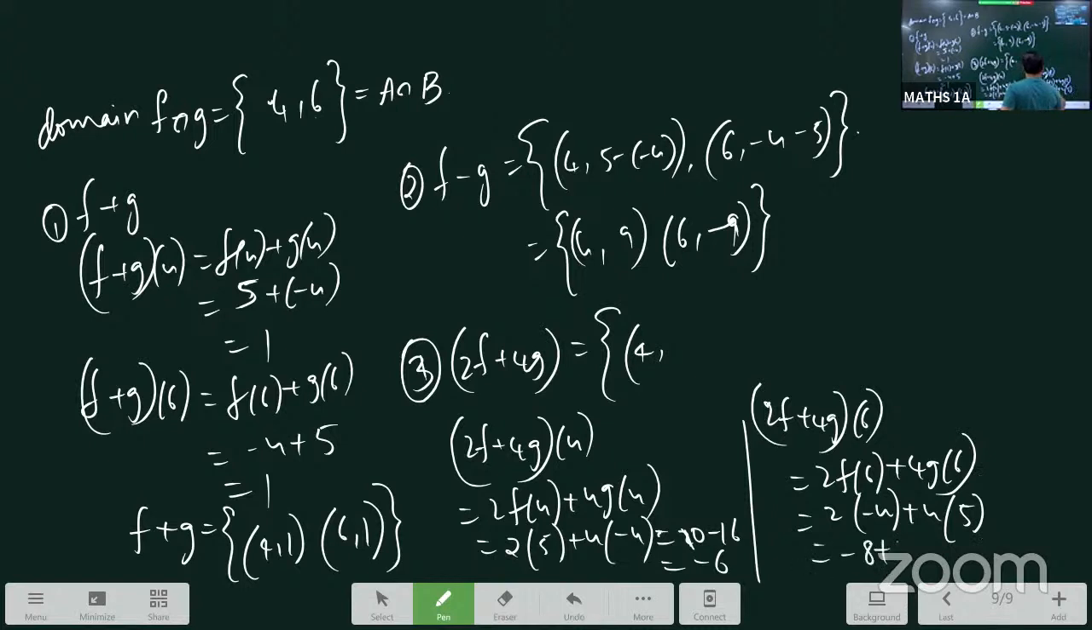Minus 8 plus 5 4s are 20 is 12. Now, therefore, here f, okay. Here only I will write that part. So 4 comma minus 6 and 6 comma 12. This is your answer for 2f plus 4g.